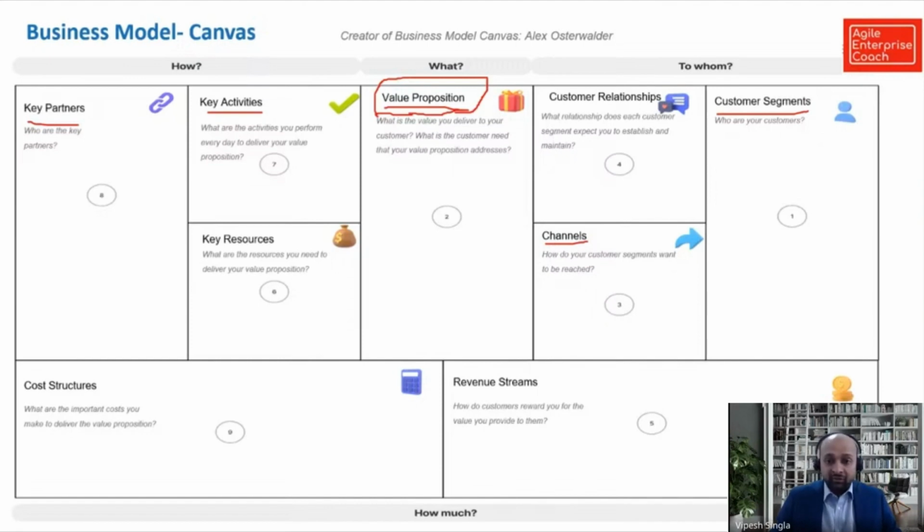Then the next section in this model is the customer relationship. In this section, you capture how you interact with your customer throughout the customer journey. That kind of information is captured here. Then the next section is the revenue streams. Revenue streams is how the business earns revenue from the value proposition or the product you are selling. How do you actually make money using this product? What are those revenue streams?